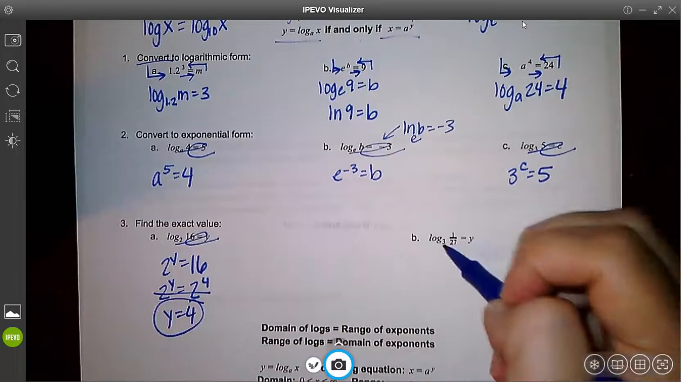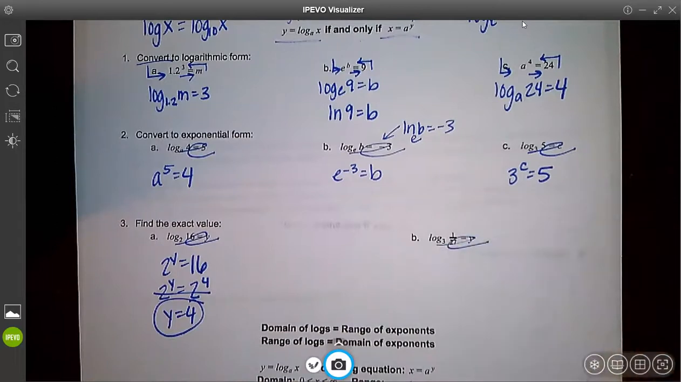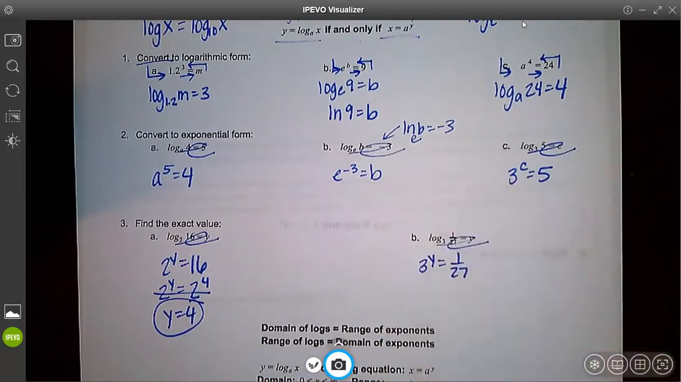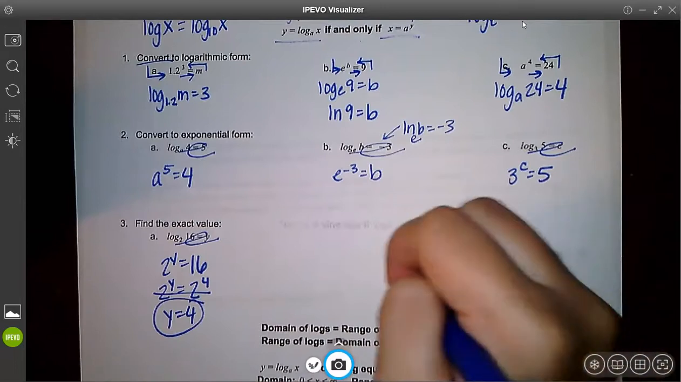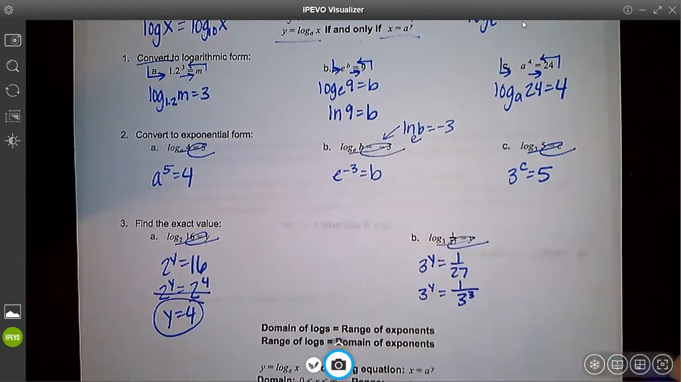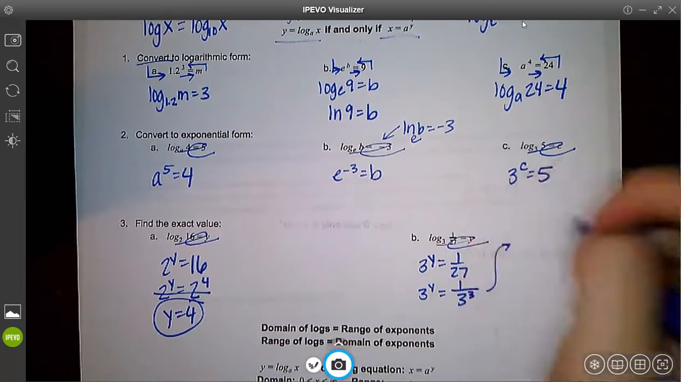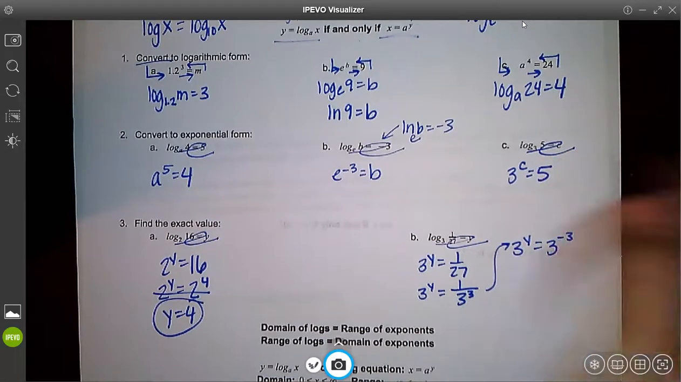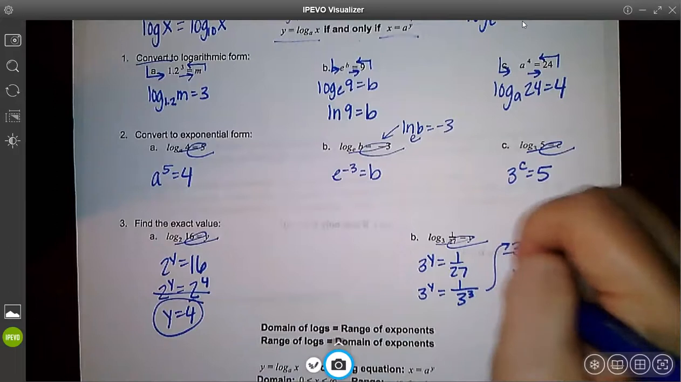Here, 3 to the y equals 1/27. 27 is the same thing as 3 to the 3rd power. So you have 3 to the y equals 1 over 3 cubed. Because it's in the denominator, you can move it to the numerator and put a negative with it. We have 3 to the y equals 3 to the negative 3rd. Cancel those out. Y equals negative 3.